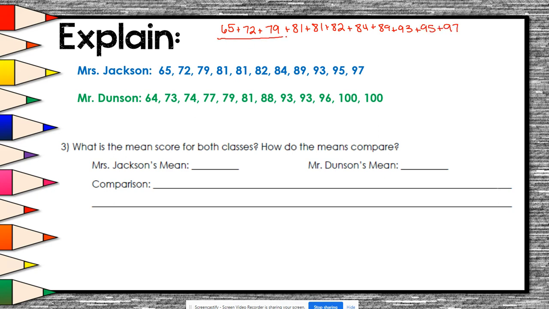Once you add everything up, you have to divide by the number of items in your data set. So we remember that Miss Jackson, when we counted her test items, she had 11. So we would add all of these up and then divide by 11.